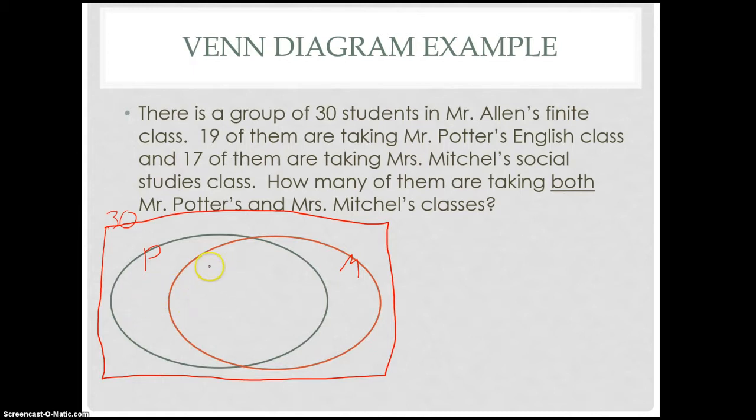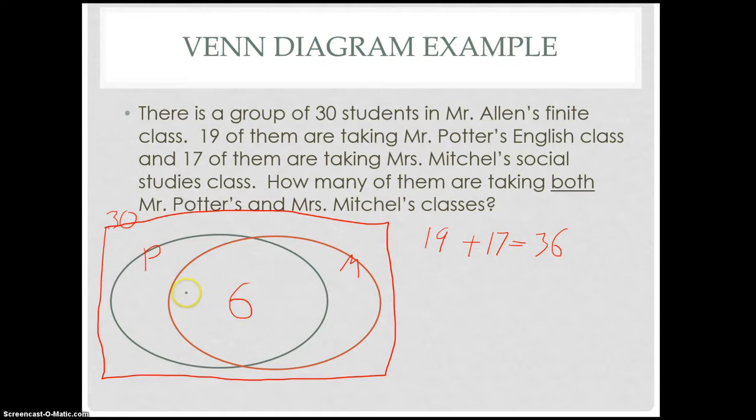There's a slight problem here, because if you think about it, if we've got 19 students taking Potter's class and 17 taking Mitchell's class, when you add those two numbers together, you get 36. Now that's odd, because how many total students are there in Mr. Allen's class? 30. Well, the reason that there's more numbers when you add these together than there are technically students is because it turns out that there are 6 students in the middle.